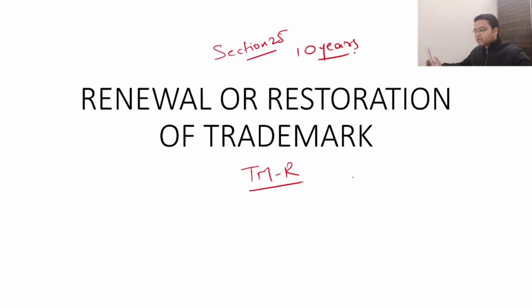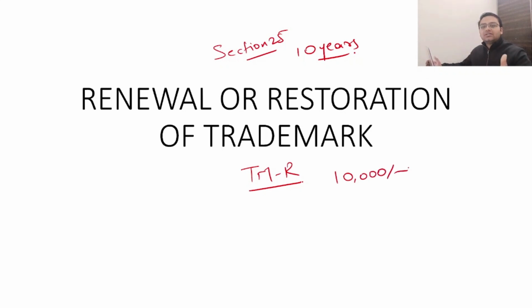In today's session, let's talk about renewal or restoration of the trademarks. We all know that as per Section 25, the duration of trademark registration is 10 years. After every 10 years, you need to renew the trademark, or you need to apply again for the renewal of the trademark. Now, that renewal request has to go under Form TM-R, and the fees for instituting TM-R is 10,000 rupees.